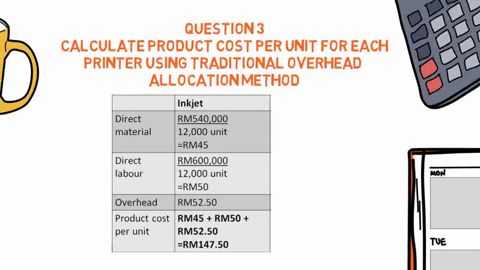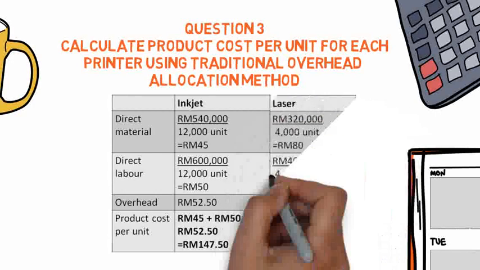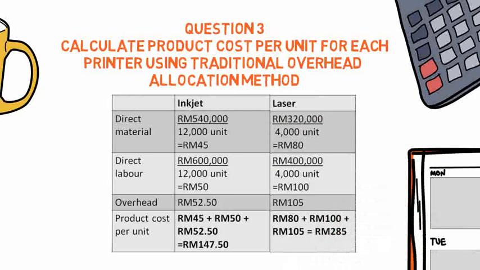Using the same method, we will calculate product cost per unit for laser printer. For laser printer, direct material cost and direct labor cost are RM320,000 and RM400,000, respectively. So, direct material cost per unit for laser is RM320,000 divided by total units manufactured, which is 4,000 units, equals RM80. Direct labor cost for laser printer is RM400,000 divided by 4,000 units, equals RM100.